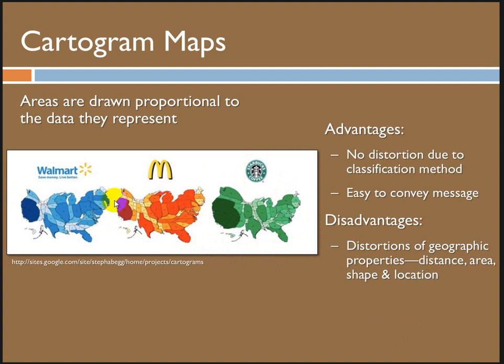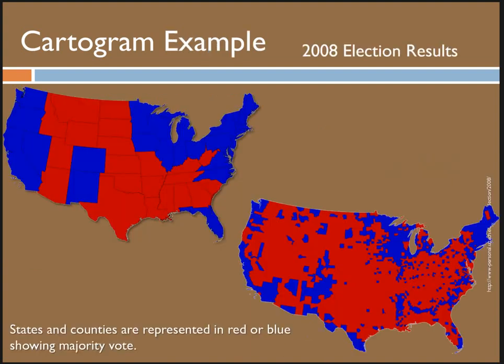It does get tricky though, because the states that aren't participating don't have Starbucks kind of go away. So sometimes it can be really misleading or just confusing for people to look at. But I'm going to show you some other examples. This is the classic example of where a cartogram comes in really handy.